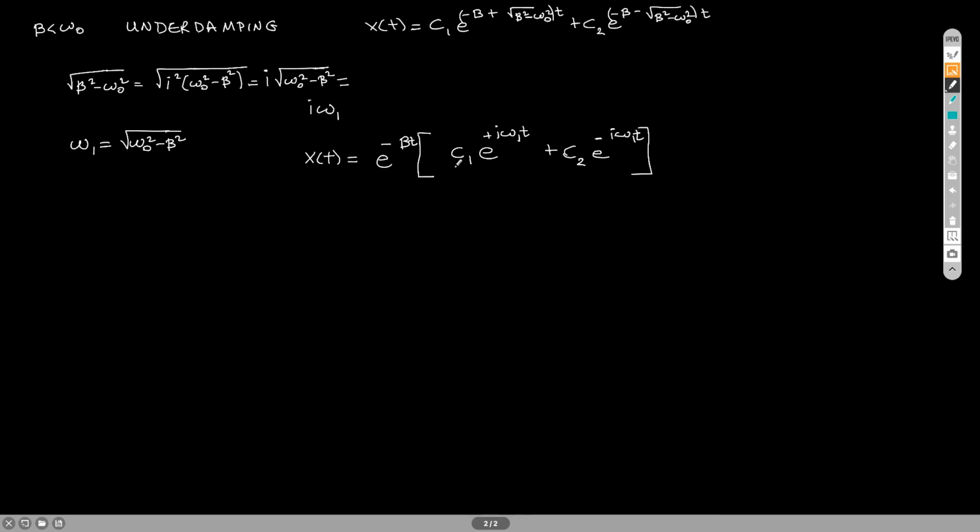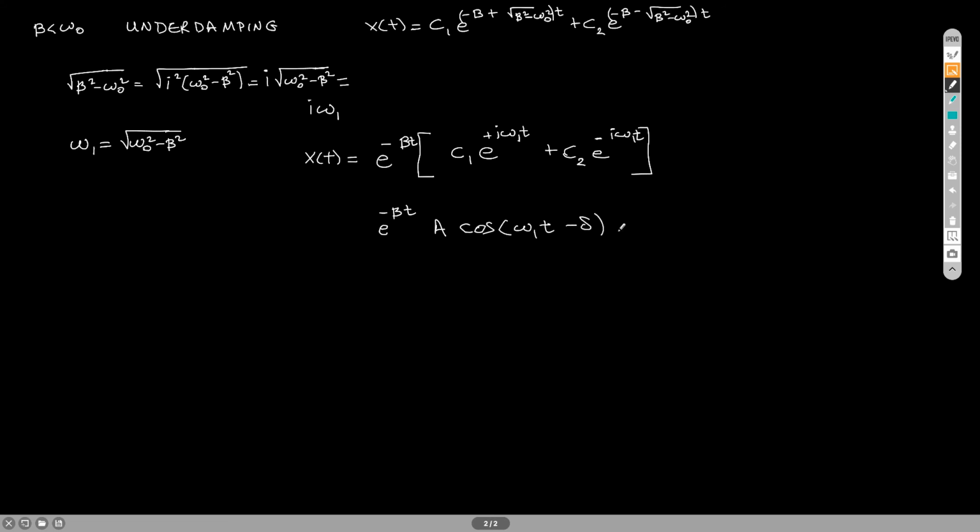Alright, now I want to show you what this represents, and this is a sum of the two exponentials. So whether I write it using a sum of two exponentials, or I can write it in the form of cosine now to get some more insight.